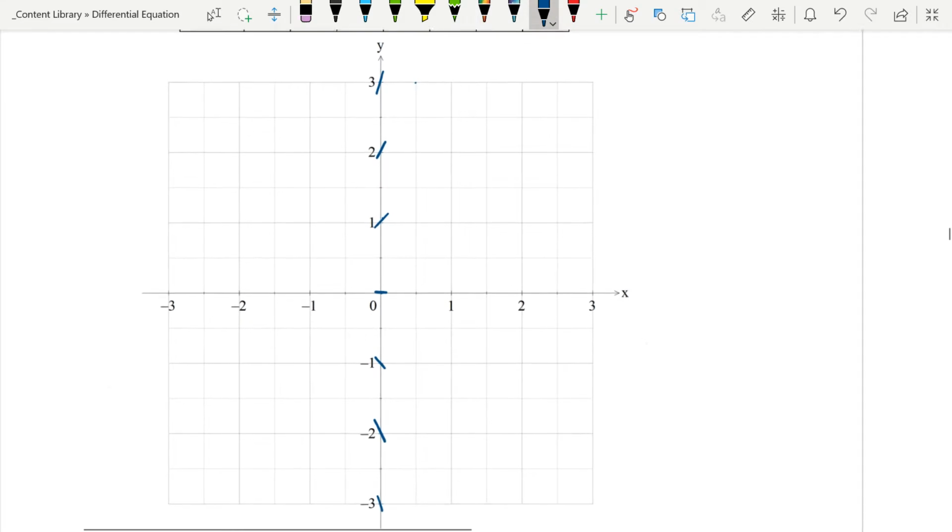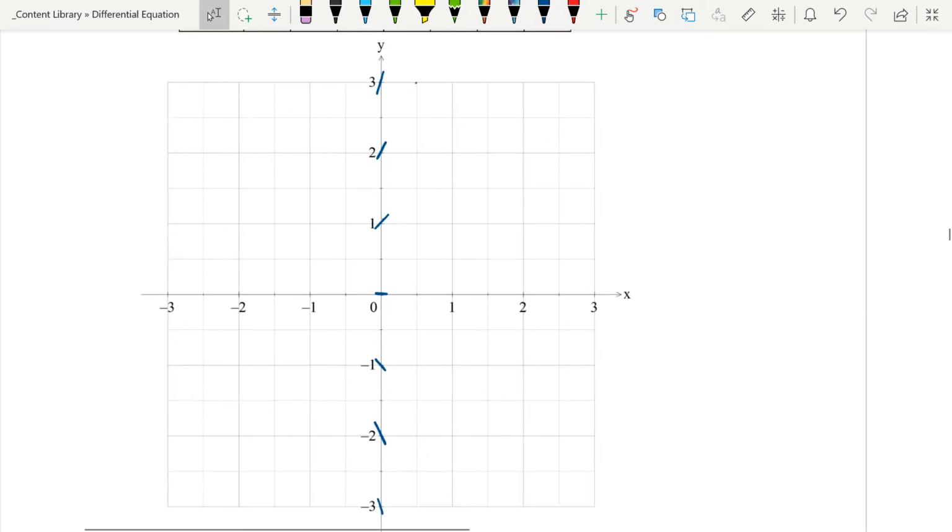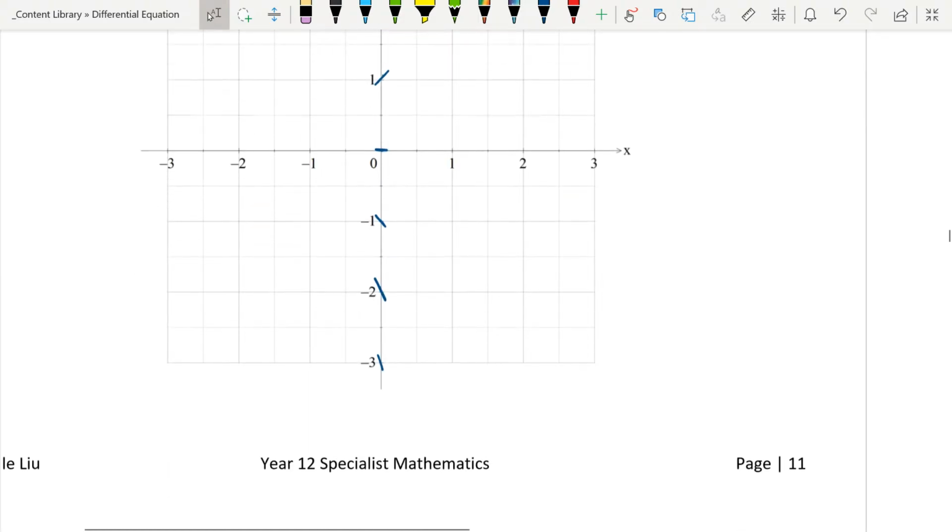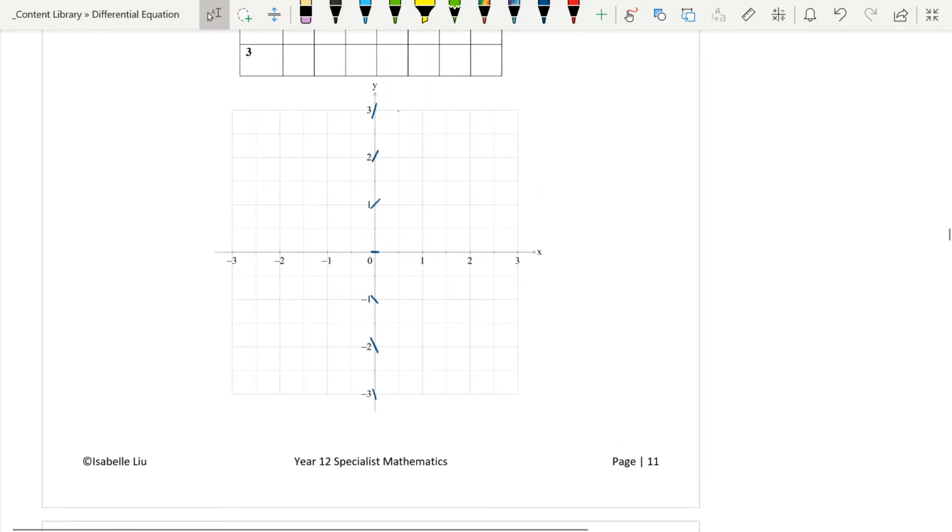So I drew the slope field for one column, when x equals 0 and I change the y values. I got those ones. And all the other places can be done in a similar way, so I'm not going to complete the rest of it. That's how we make a slope field.